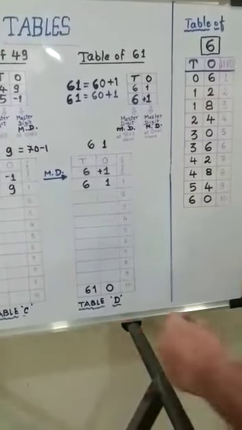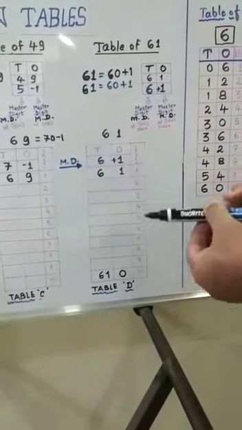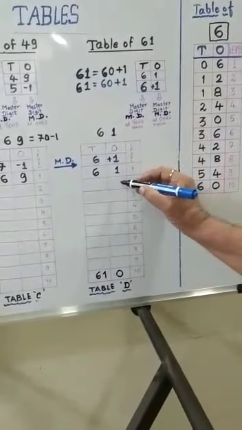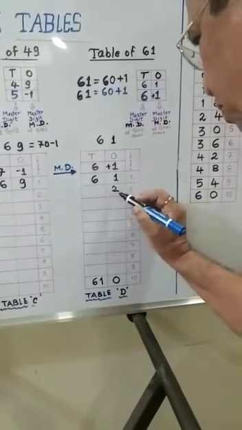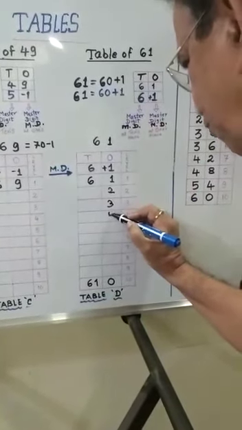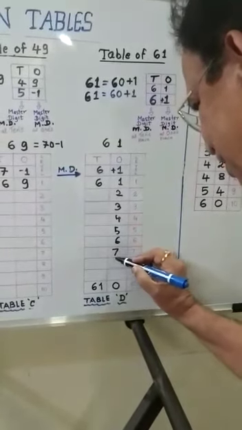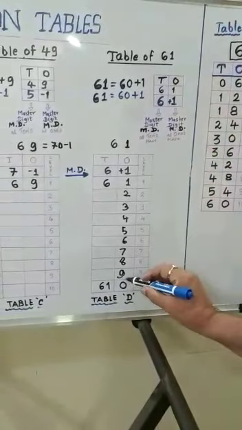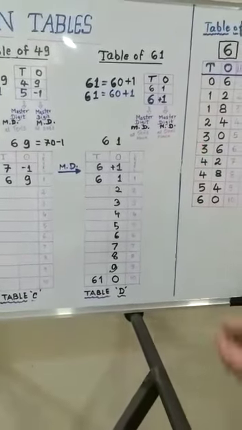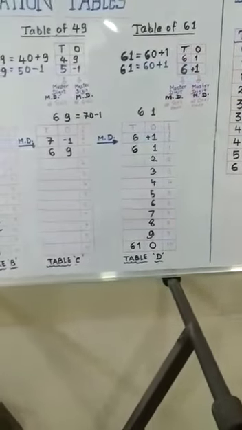Again, we'll not consider anything in the tens place. We'll consider only the ones place. It is simple. To get this number, operate the master digit on this. 1 plus 1, 2. 2 plus 1, 3. 4, 5, 6, 7, 8, 9. And 9 plus 1, 10. So this is 0. We already got that all the numbers in the ones place of the table are ready.